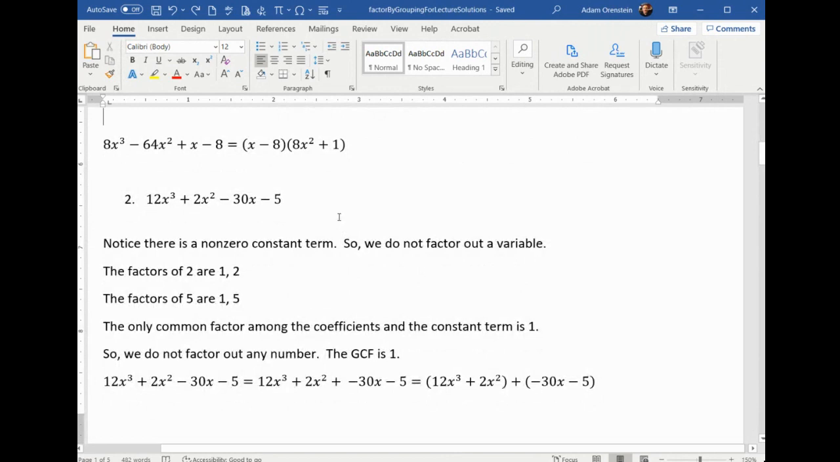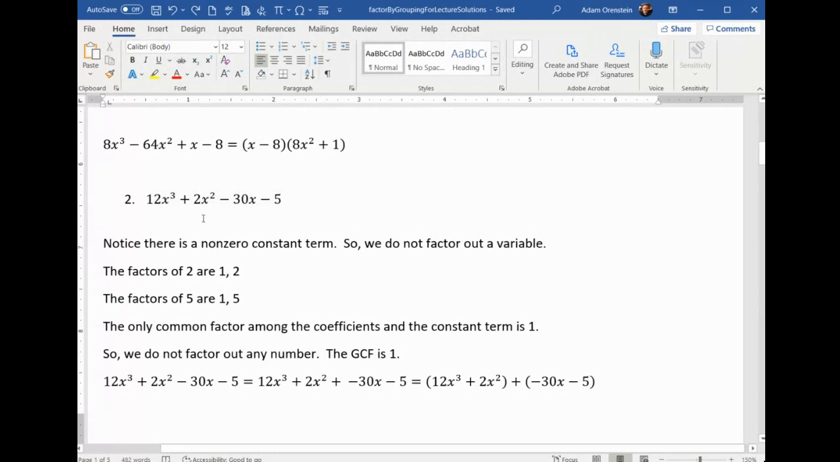Down here. Okay, so here, let's look. Again, there's a term with no x's in it, right? A non-zero constant term. So what does that tell us? Well, we can't factor out x. We can't factor out a variable at all. So the GCF is not going to have x in it. Or in other words, m is going to be 0.